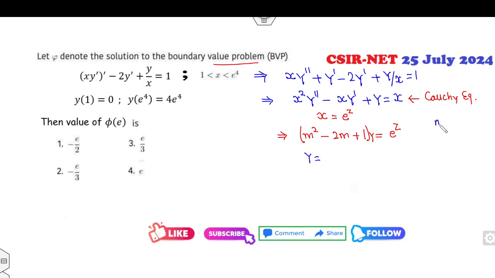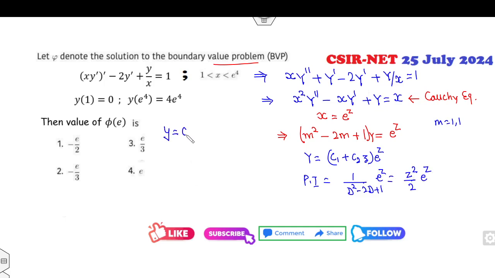The roots are 1 and 1. So the solution is (c1 plus c2 times z) e raised to power z. Can you find the particular integral? So it is 1 over D square minus 2D plus 1. Now it's a case of failure. Twice the case of failure gives z square by 2 e raised to power z. So my final solution will be c1 plus c2 z.